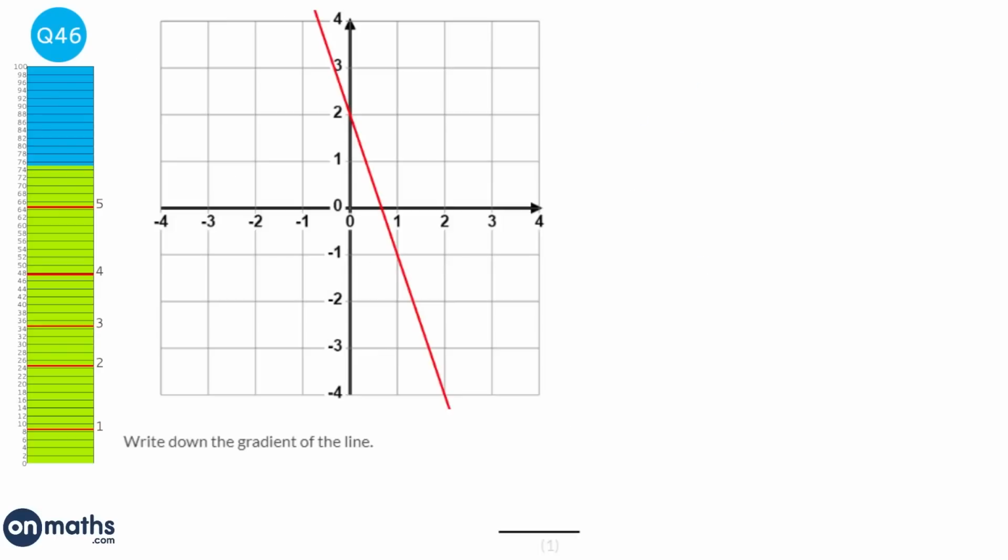To find the gradient, we need to first of all find two coordinates we know. So I'm going to pick this one and this one. To find the gradient, we're just going to draw a right angled triangle between them. The gradient is the change in y over the change in x. Here you can see that we've gone down 3, so it's a negative 3, and we've gone 1 to the right. So that's going to be minus 3 over 1, or just minus 3. A different definition of the gradient is how far up we go when we go 1 to the right. Here we've gone 3 down, so it's going to be minus 3.